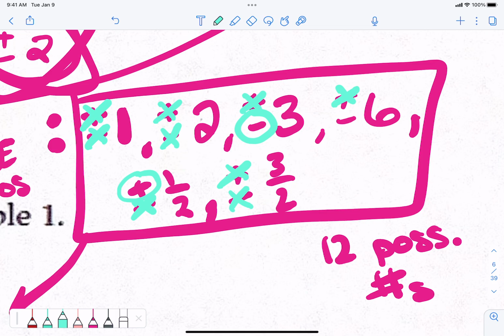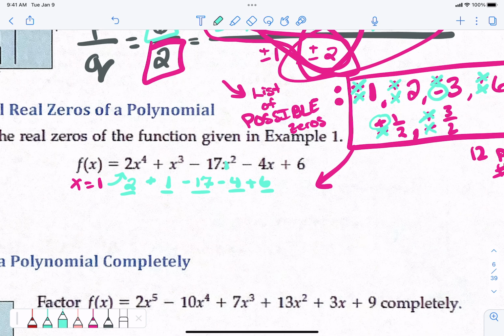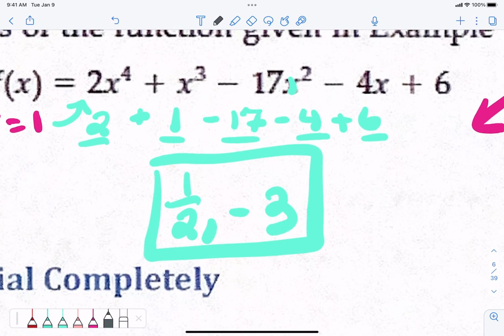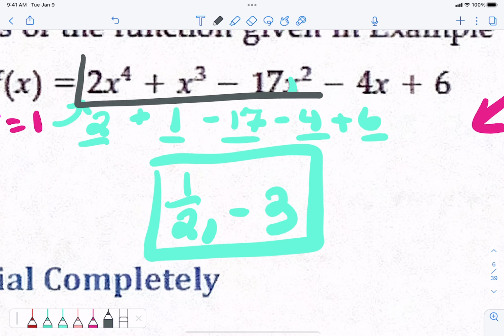Okay, so -6? No. Okay, so out of that list, the ones that came out to be 0 when we plugged them in were positive 1/2 and -3. Okay, that is 2 of them. Out of how many should there be? 4.